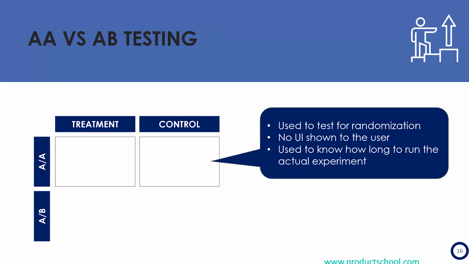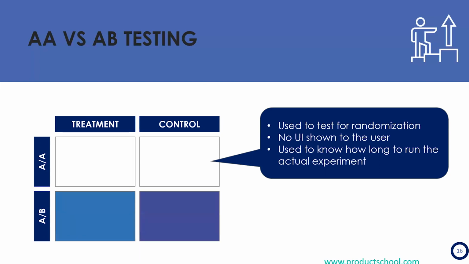If you are doing an A or an AB split, then you want to look for a 50-50 split, saying 50% of my audience are seeing my control, 50% of my audience are seeing treatment. So that's the randomization, and you want to make sure that it's truly random. No UI is shown to the user, and this is used to really know how long it takes for you to run an experiment to get a successful hypothesis.